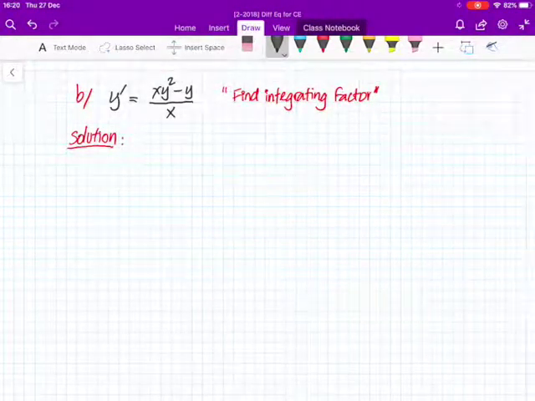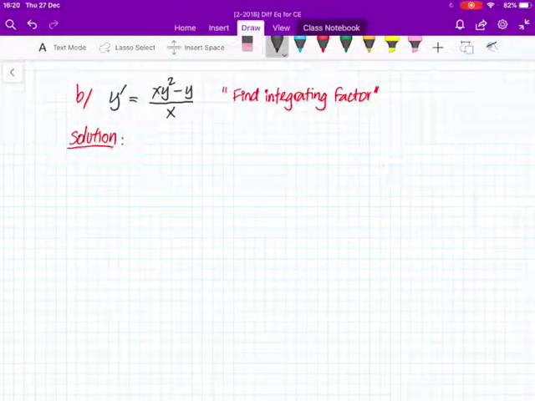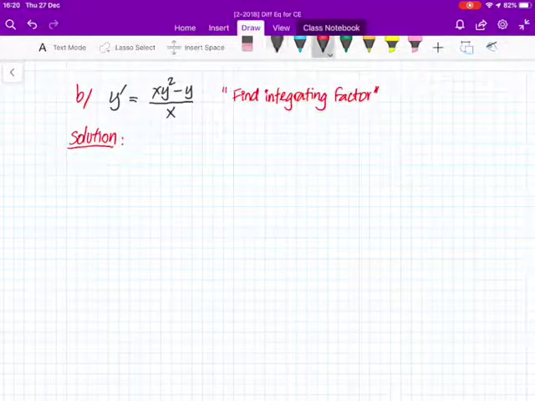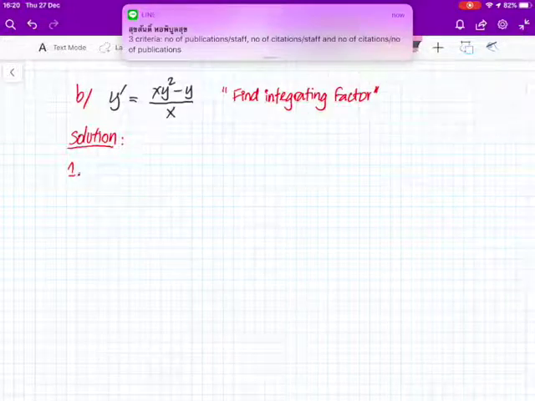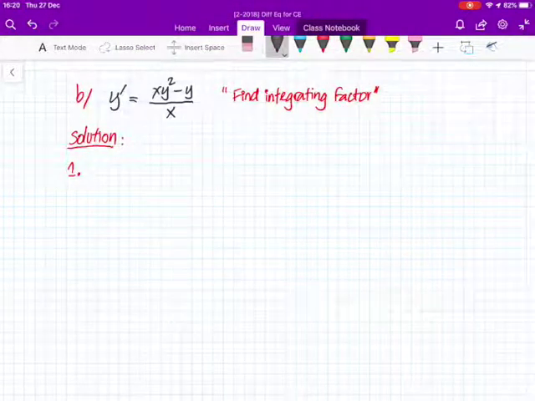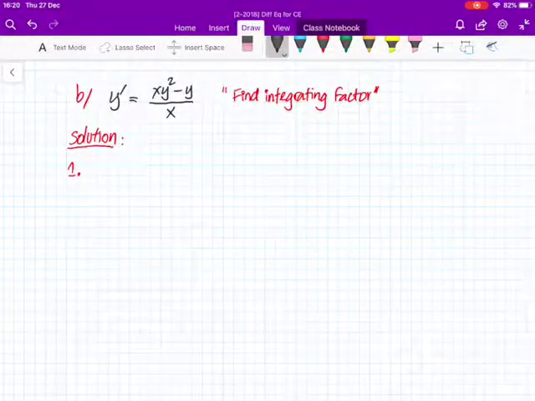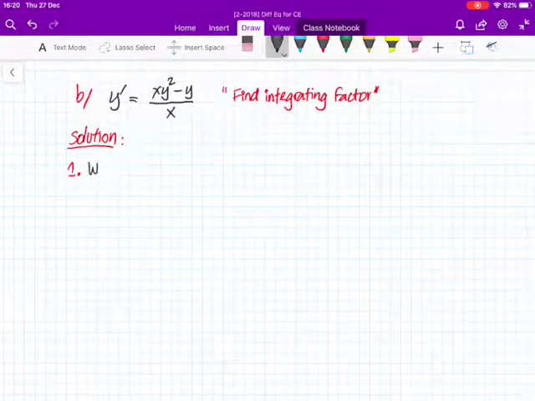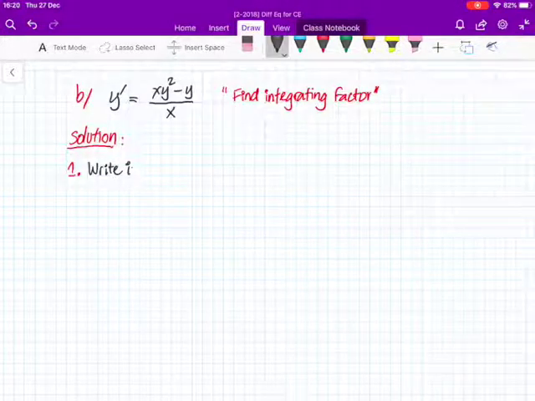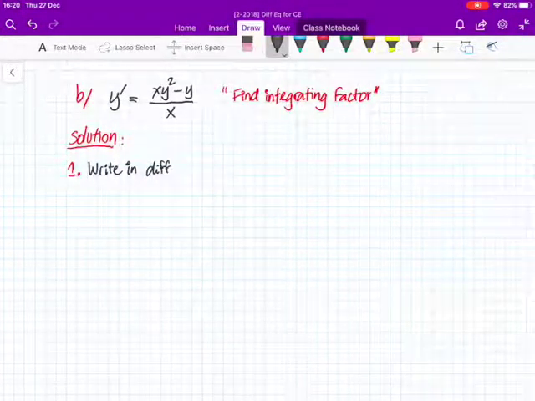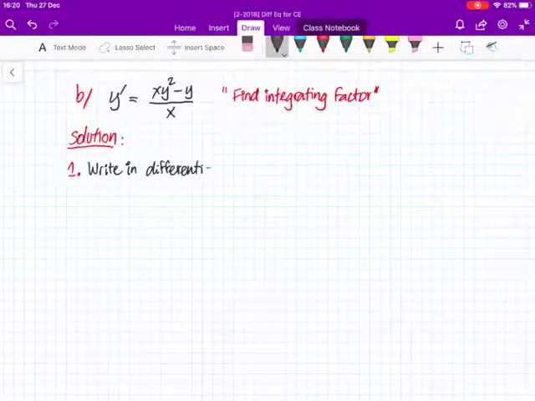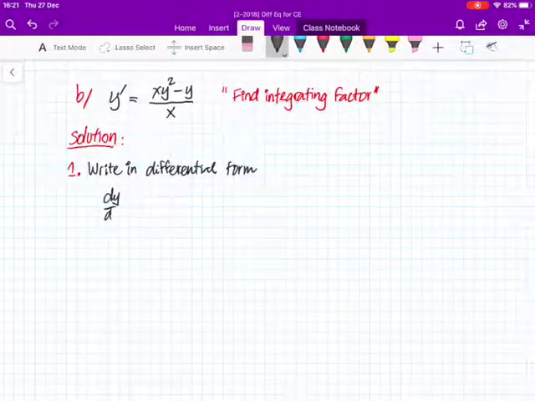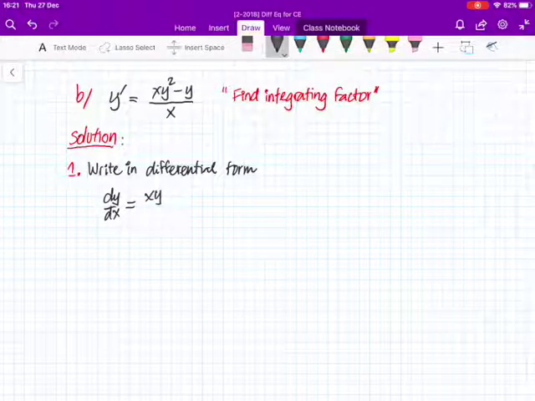Okay, so let's go to question B, finding the integrating factor of this differential equation. We go again step by step. You can see that it's not in the differential form. So the first step, we have to write it in differential form.